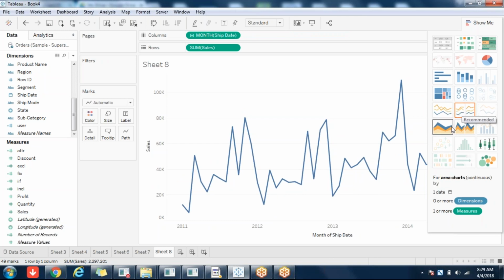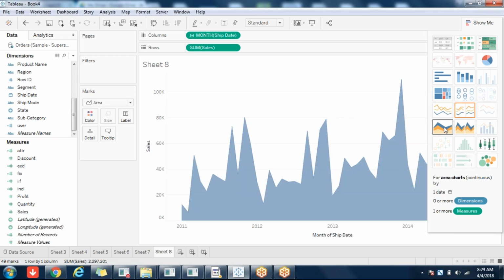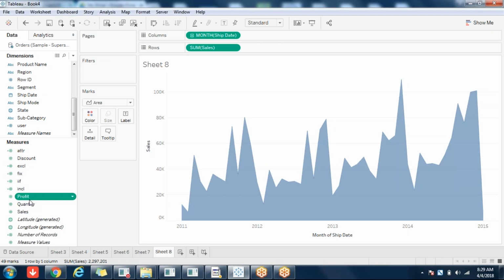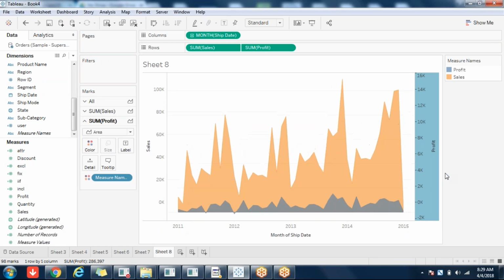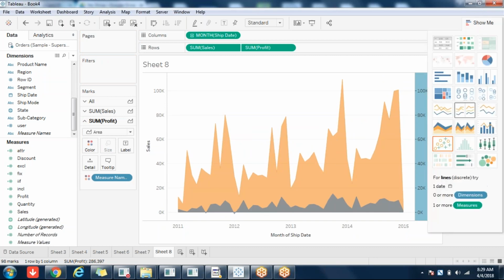Another thing is line and area charts are both the same, except that an area chart will display the color below the line. Below the line it will apply the color. That's all it is. Even in an area chart you can get dual axis, blended axis, all these things you can do, no problem, absolutely fine. Same story again. So dual axis, blended axis, you can get in area chart also.